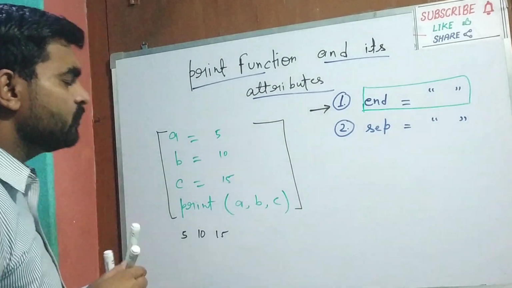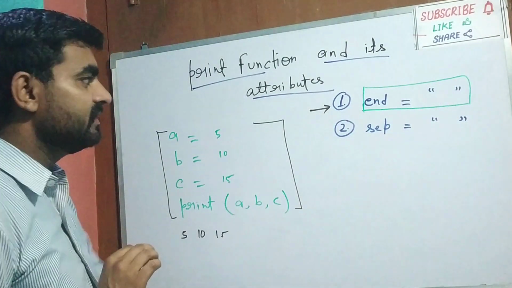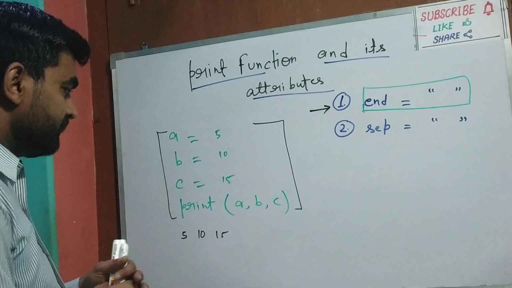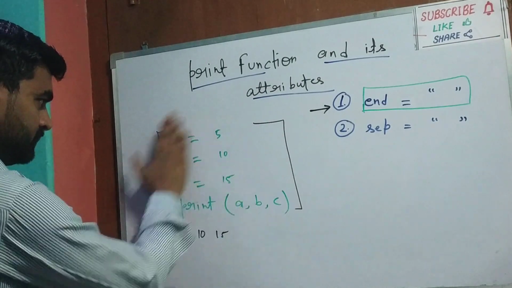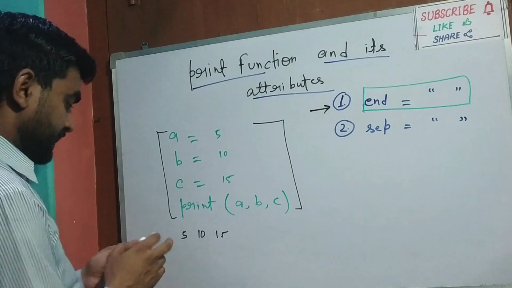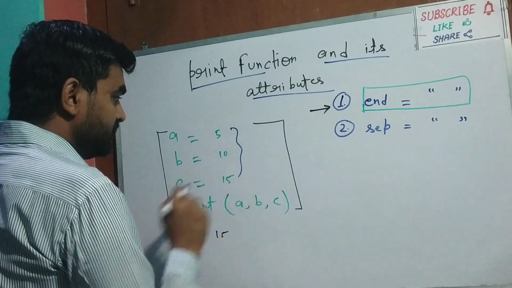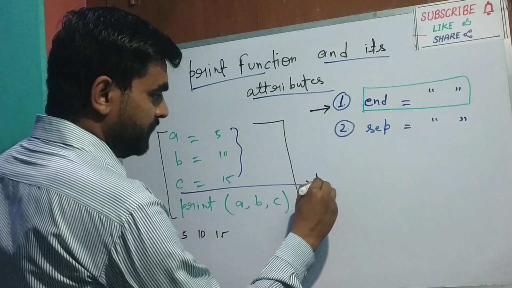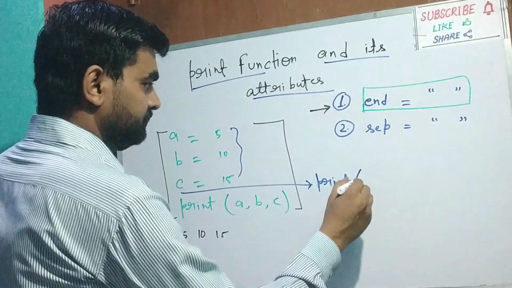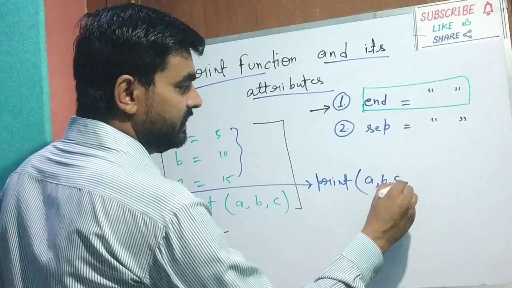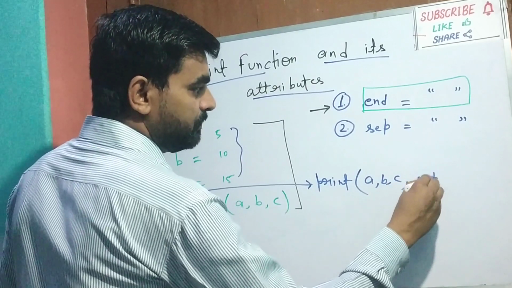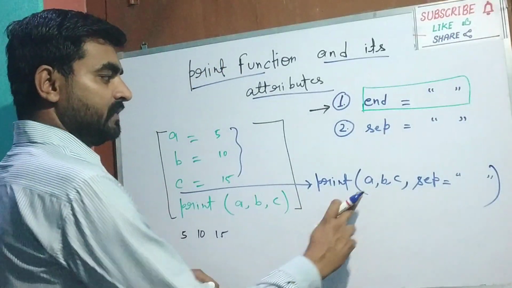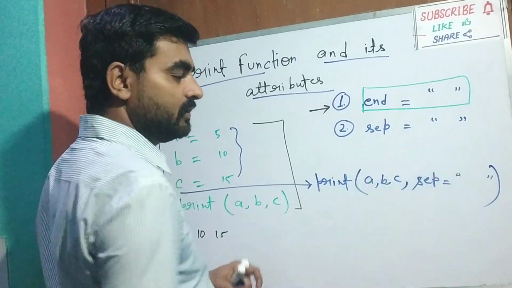Students, a very common question of board examination is related to sep. I have seen it many times. Just note it. In the board exam question, these 3 lines are common, and after that the 4th line is print A, B, C, sep equal double quote, close, and a bracket.